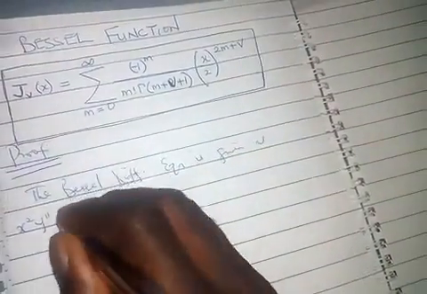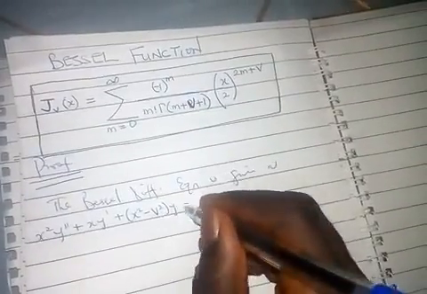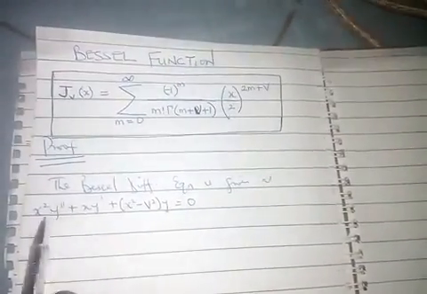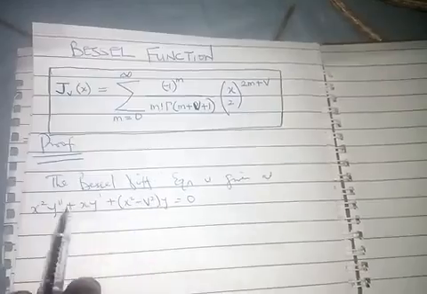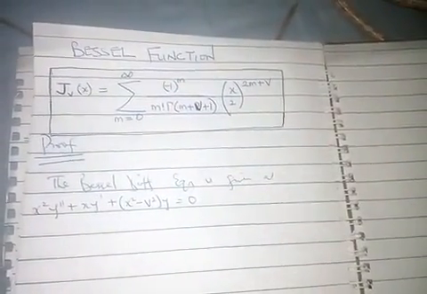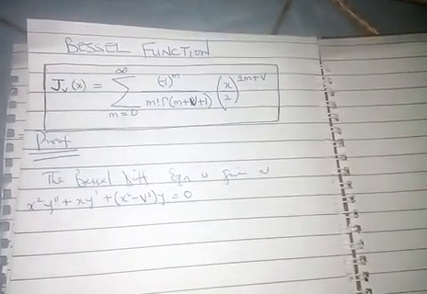x squared y prime prime plus x y prime plus x squared minus v squared y equals 0. This is the general differential equation, the Bessel differential equation. So to start, we use the Frobenius method to prove.